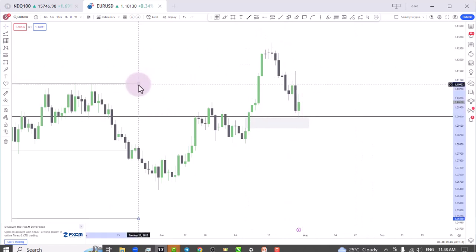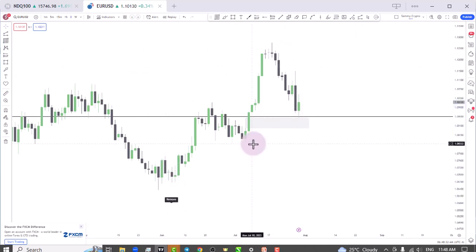The same thing price is going to do here. Comes into discount, looks for a drawn liquidity, just like the 5 minute OTE and the 1 minute drawn liquidity. That's what price does. The market is fractal, so it doesn't matter if it's the weekly time frame or the daily time frame, it does exactly the same thing. Okay, so that's that for Euro USD.